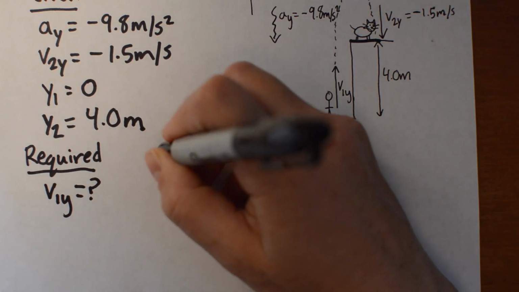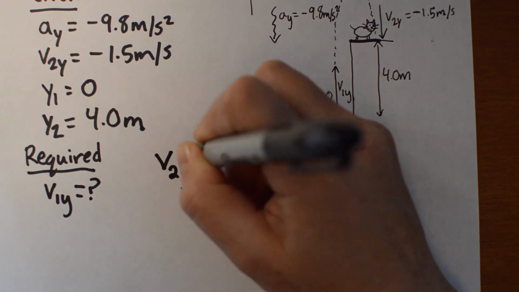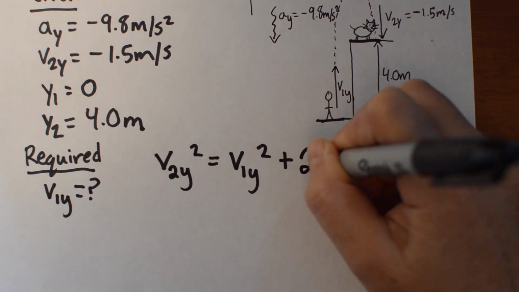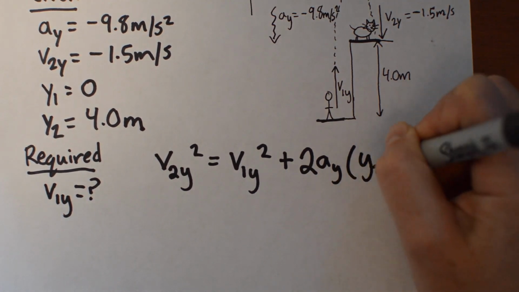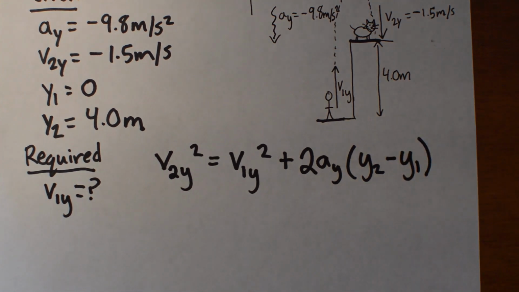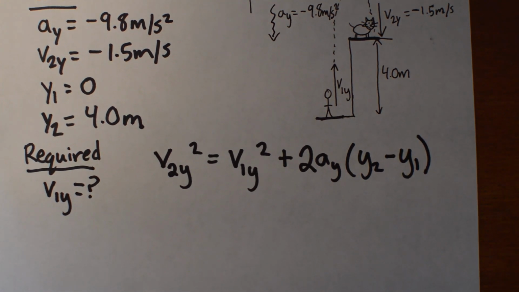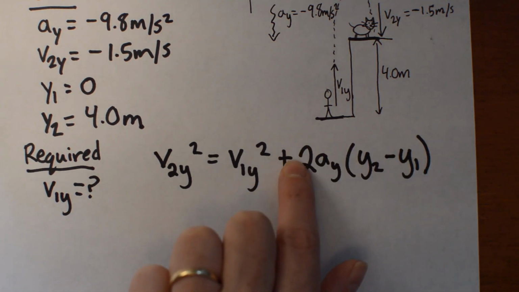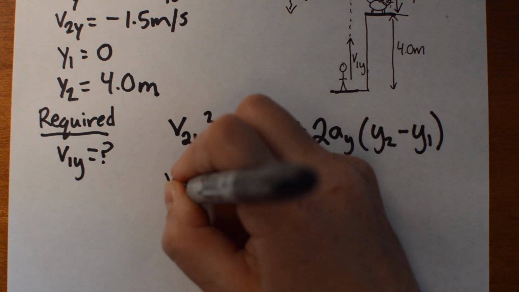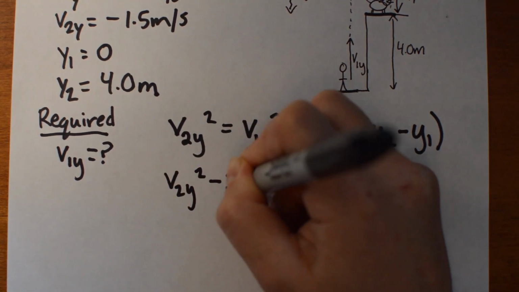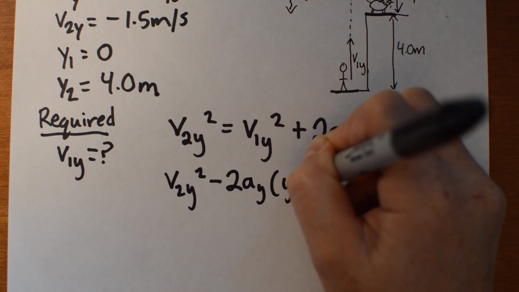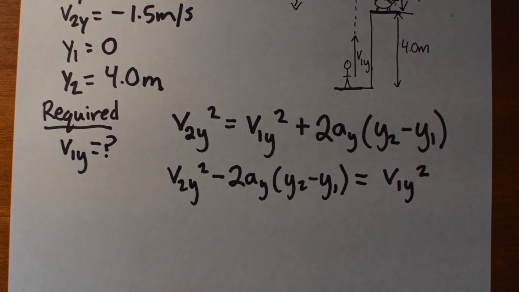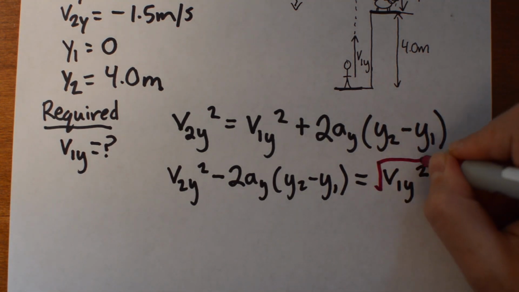So we will. Our third kinematics equation is that v2y squared is equal to v1y squared plus 2ay times (y2 minus y1). Great. I'm going to rearrange this for v1y, that's what I want to find. So I'll move this entire term to the other side. It's being added here, so it'll be subtracted on that side. So v2y squared minus 2ay times (y2 minus y1) is equal to v1y squared. Next thing I want to do is get rid of that squared. So I'm going to square root both sides.